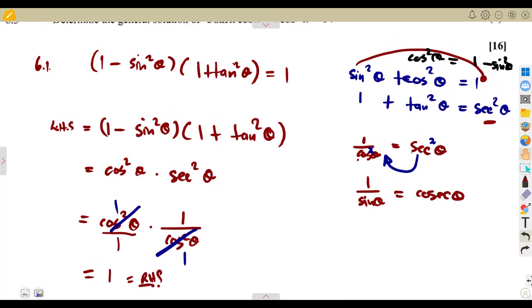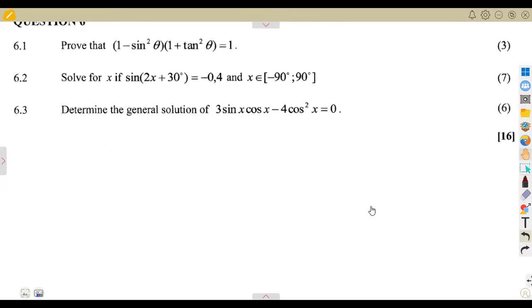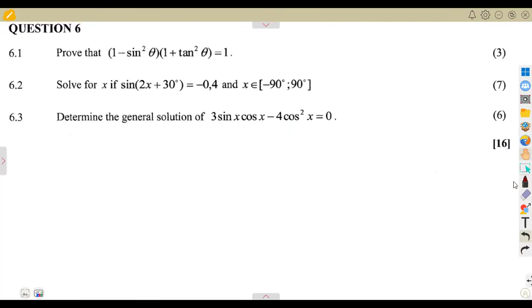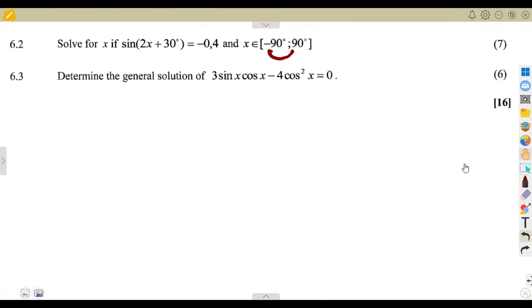Anyways, let us check the other part of our question, which is 6.2. You're given: solve for x, where x is an element taken from minus 90 degrees up to positive 90 degrees. It is very important that you know the interval that you are going to work with. All right, so this is an equation now. This is no longer an identity. Solve, it is to find the values of x.